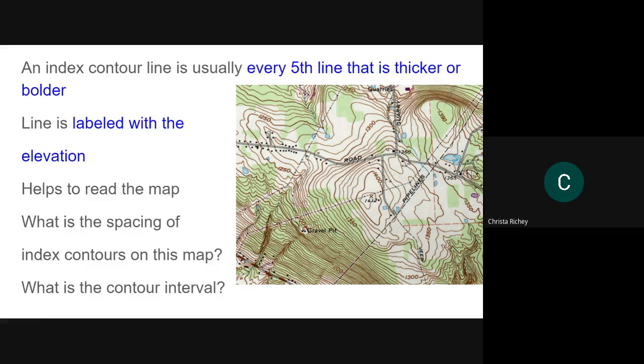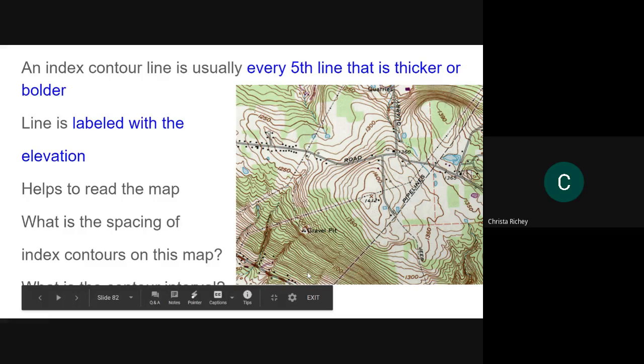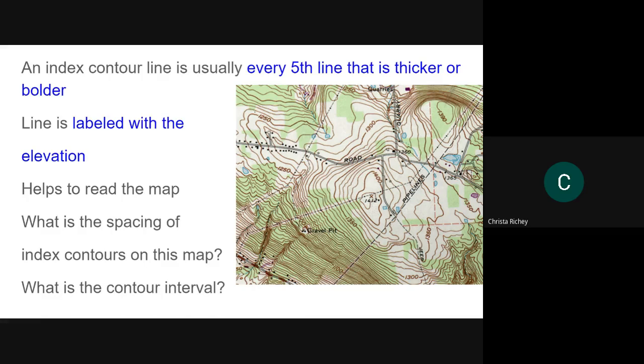I didn't come across a single one that had 4 in between. I looked and I looked and I looked. So, what is the spacing of index contours on the map? They're jumping every 50, and then knowing that there are 5 lines in between, the contour interval is 10 feet. You have to be able to do it. It's really not that difficult. You just have to find the ones that are numbered.